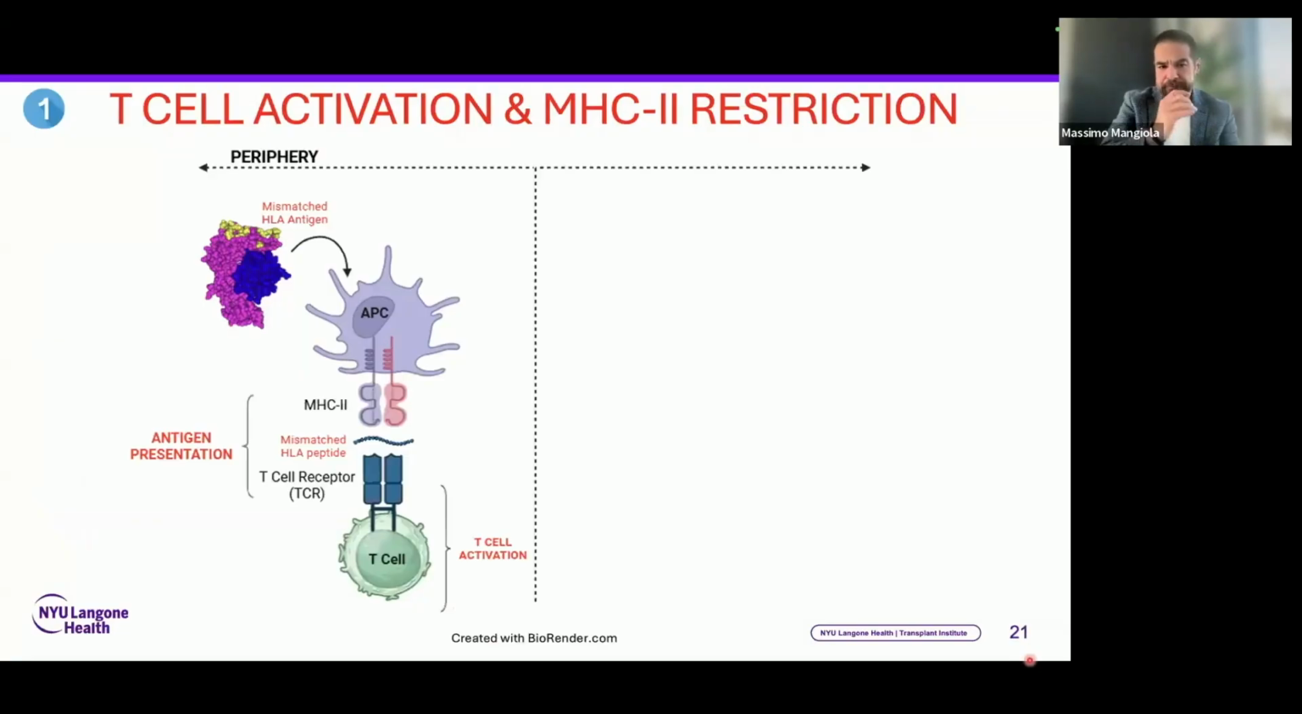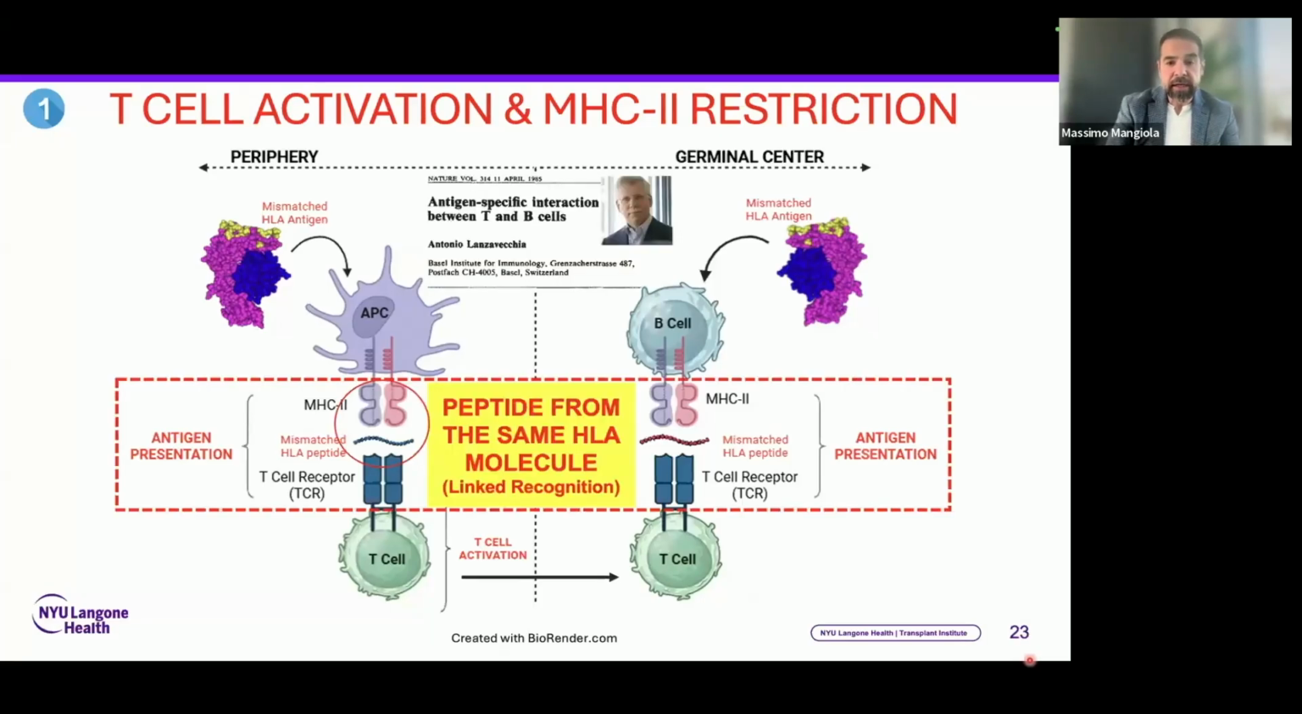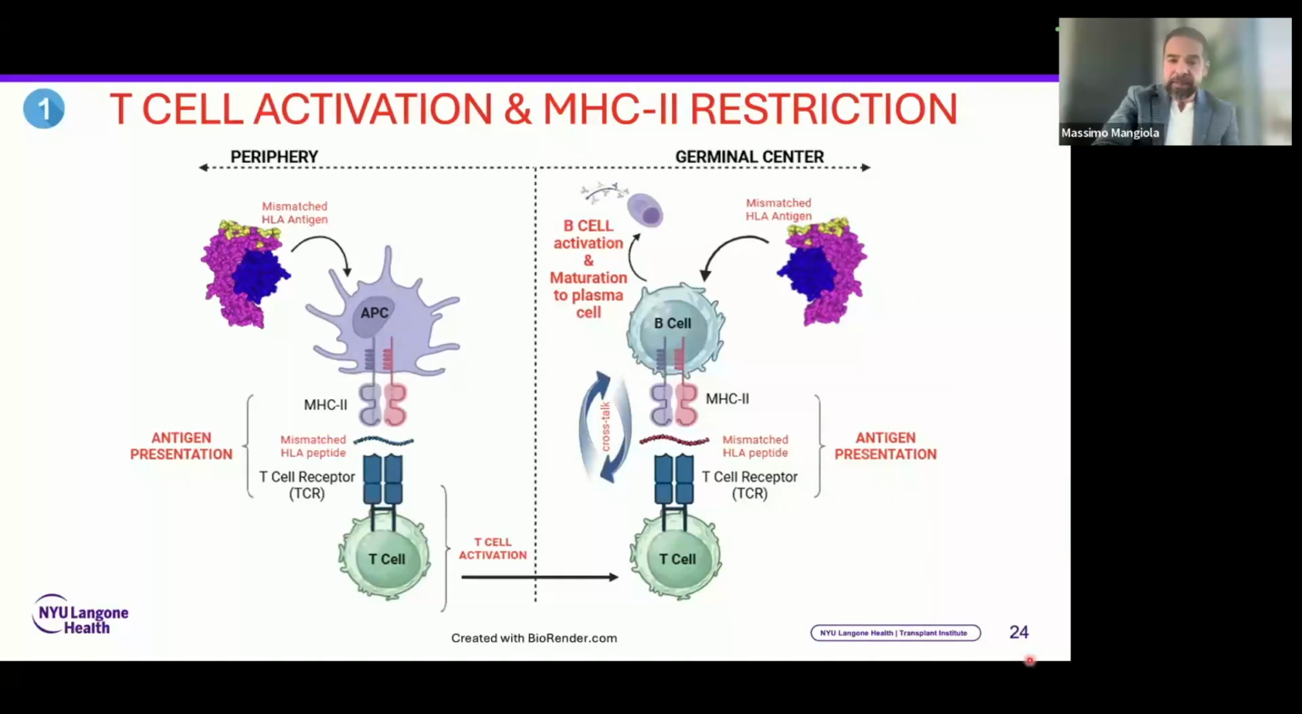So point number one, what happens in the periphery is that the T cells see a mismatch peptide presented by APC and get activated. They move to the spleen, as I told you. In the spleen, the T cells will see another peptide, but this time it's presented by an activated B cell, by a plasmablast in the spleen. The key here is that the peptide from these two points comes from the same molecule. This is the linked recognition that was discovered by Antonio Lanzavecchia. When that happens, the T cells and the B cells start a crosstalk, which sends the B cells into maturation into plasma cells and antibody.